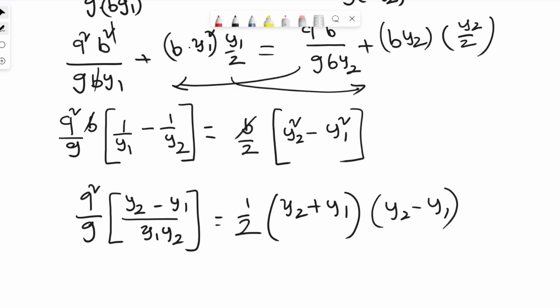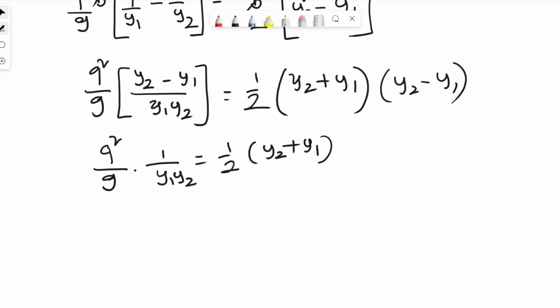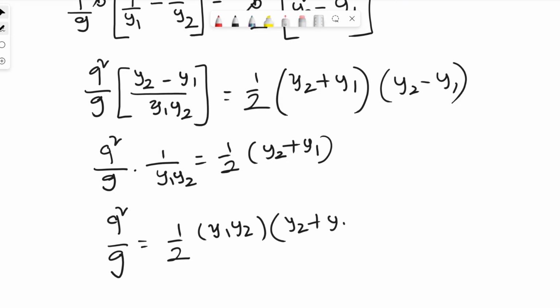Can we write like that? And so y2 minus y1 on both sides, if I cancel it, q square by g into 1 by y1 y2 is equal to half into y2 plus y1. This is the thing, so a little bit again I will do it. Q square by g is equal to 1 by 2 into y1 y2 into y2 plus y1, right? Correct. So now if I do 2q square by g is equal to y1 y2 into y1 plus y2.